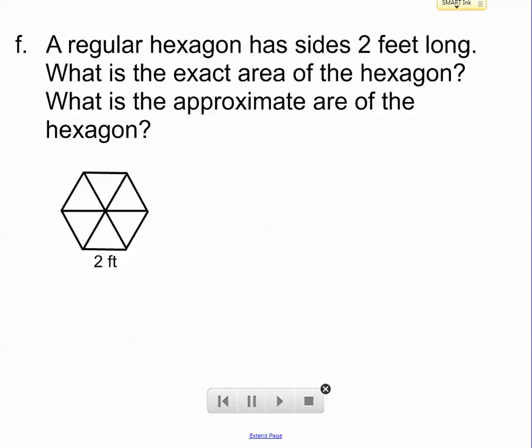A regular hexagon has sides 2 feet long. What is the exact area of the hexagon? And what is the approximate area of the hexagon? Well, the exact area would be, if we could find the area of this one triangle and then multiply it by 6, we'd have the area of the hexagon. Since it's regular, that means all the sides are the same. So that blue triangle right there is square root of 3 square feet. We just found the area of that triangle on the previous slide.